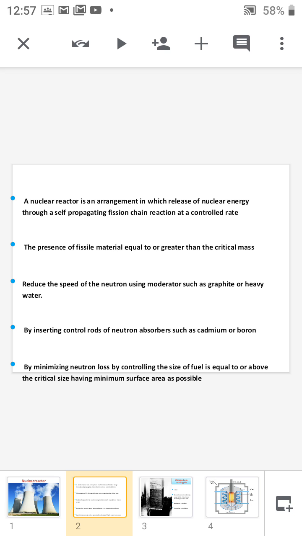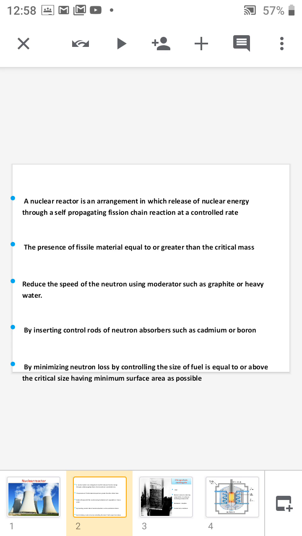Then by minimizing the neutron loss by controlling the size of the fuel, which is equal to or above the critical size, and having the minimum surface area possible. These are the conditions of a nuclear reactor.